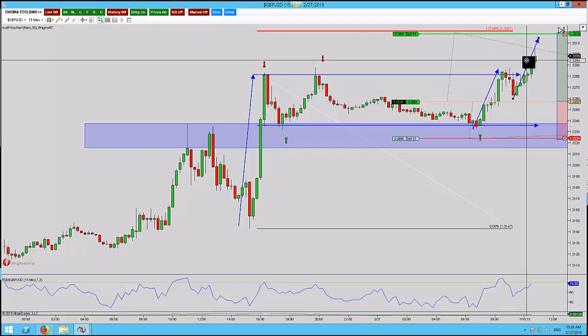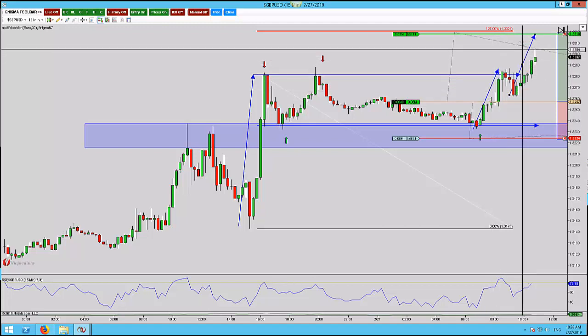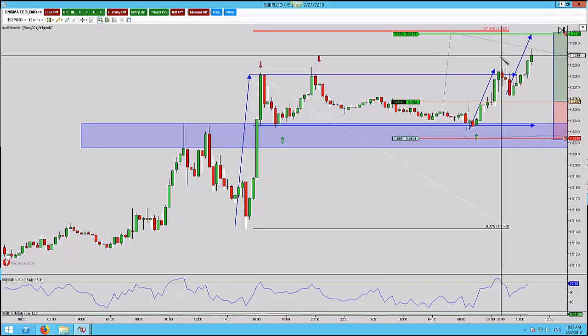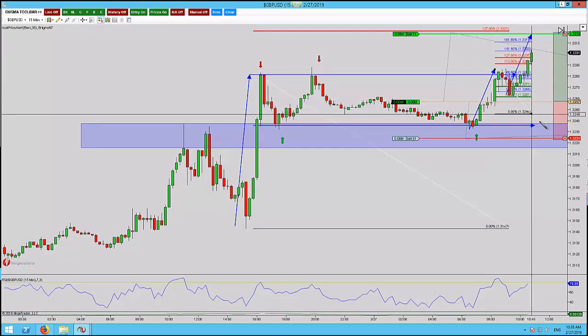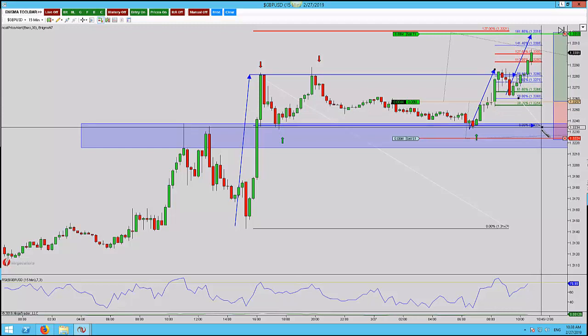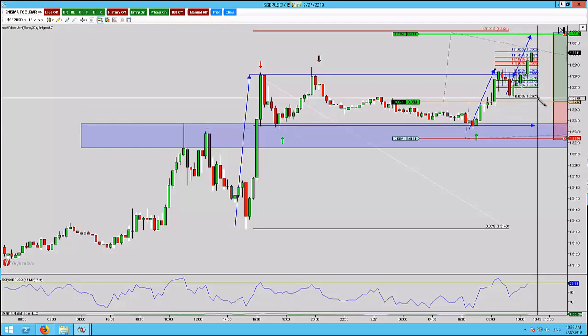From the look of it as well, we do have an AB equals CD pattern coming in right at that zone as well. Probably have a 1618 up there as well if we invert that. There we go, a 1618 up there as well. Lovely.